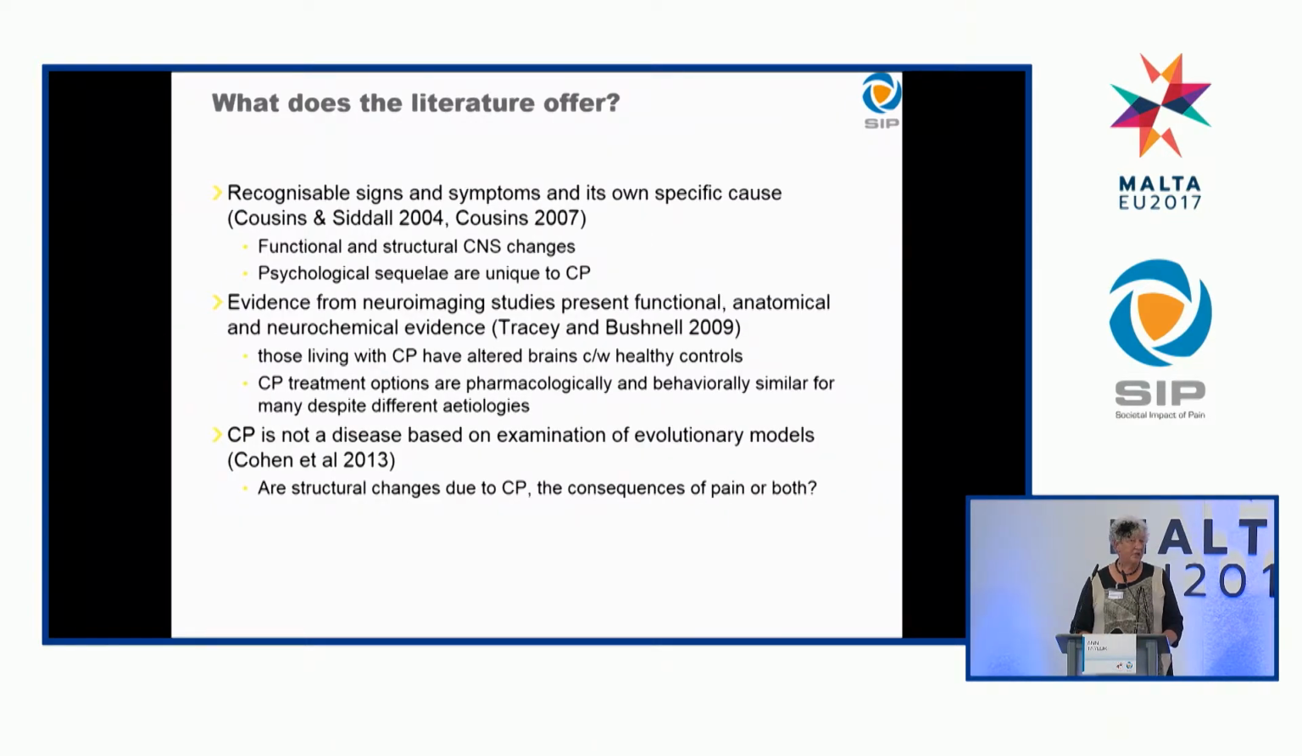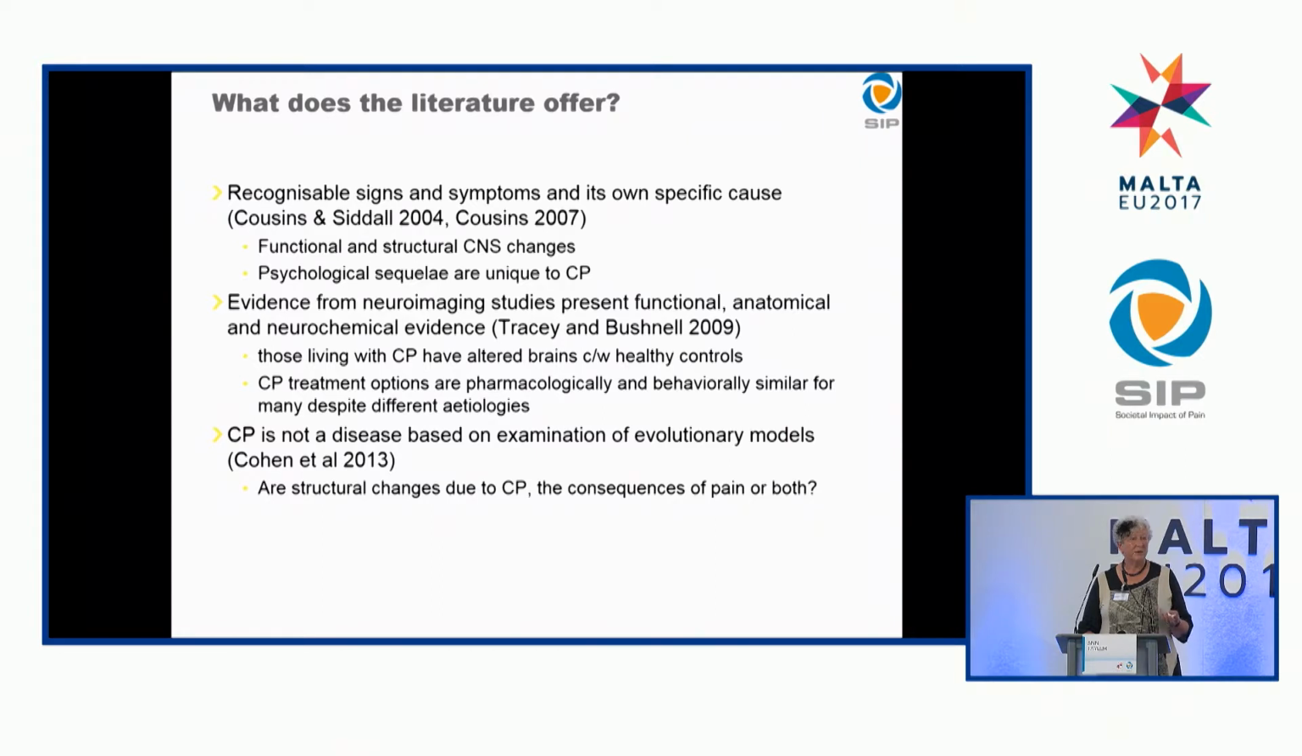So we did a review of the literature, and these are some of the key components that came out of the literature review. Cousins and Siddall and Cousins suggested that because pain had signs and symptoms and its own specific cause, it should be classified as a disease.